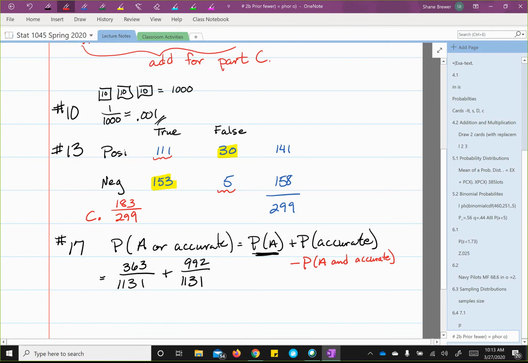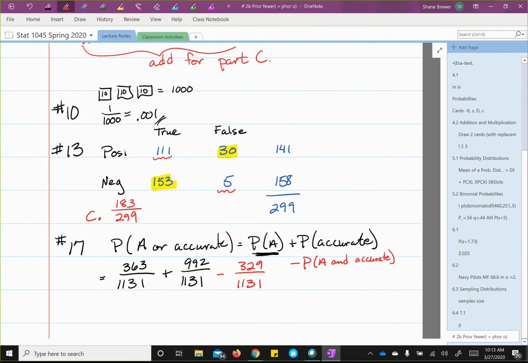So the probability of the first one, of A, is just 363 over 1131. Probability of the second one is 992 over 1131, the probability of being accurate. And then now we need to find the probability, we'll put it in red, and we're going to subtract it, of getting an accurate order from A. And that's simply 329 over 1131.